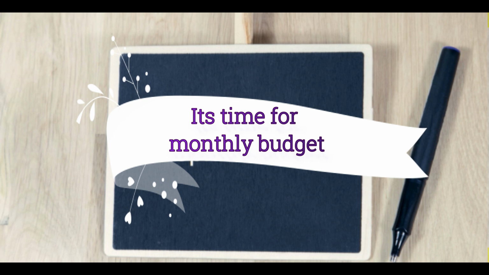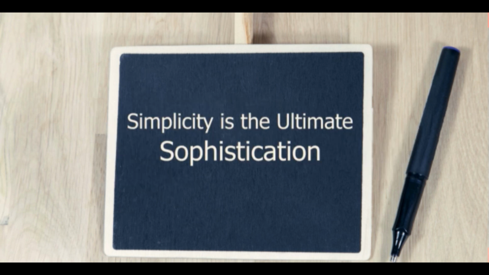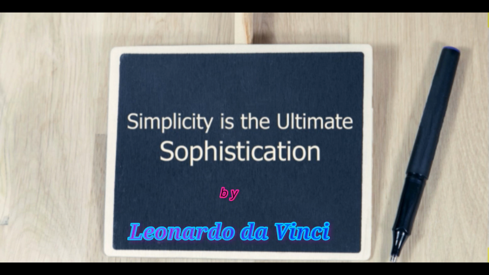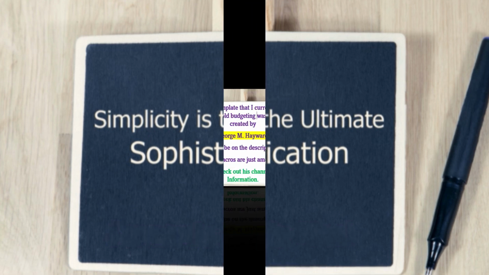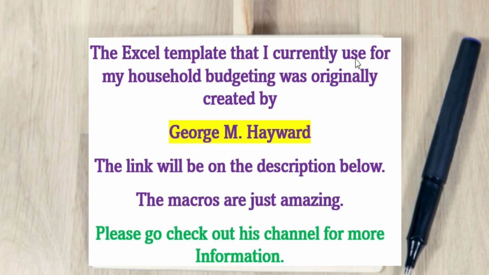So today I'll be showing you guys how I do my monthly budget, and we will be doing the monthly budget for the month of May. The quote for today is simplicity is the ultimate sophistication. I can't believe it. It's actually May, which means we're almost halfway through the year.